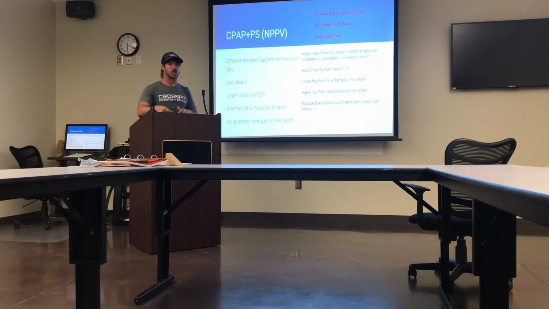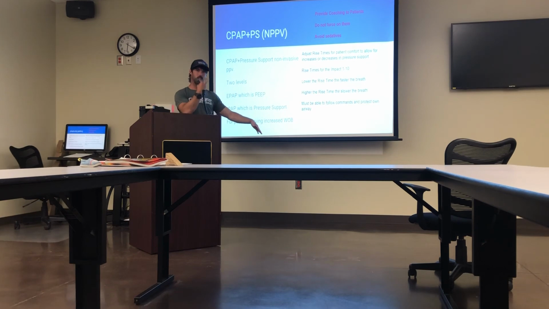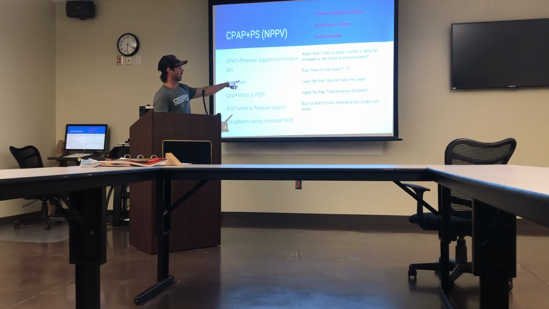So you want to set your patients up in a way that's going to help them, but also have enough oxygen to get there. So this bi-level setting still maintains that expiratory pressure, that increased PEEP that COPDers and emphysema patients need, without depleting your oxygen. So you're just going to adjust your rise times. The lower the rise time, the faster the breath; the higher the rise time, the slower the breath. Again, your patient must be able to follow commands and protect their own airway.